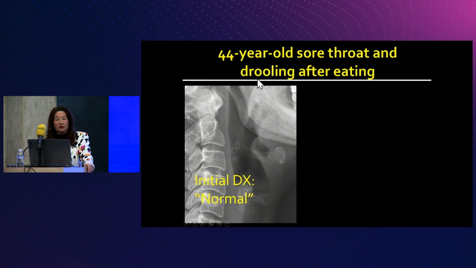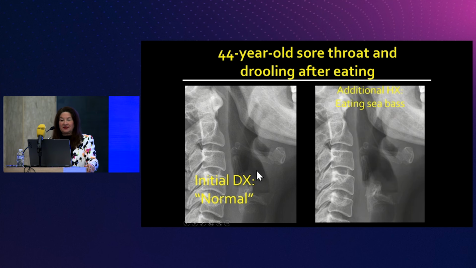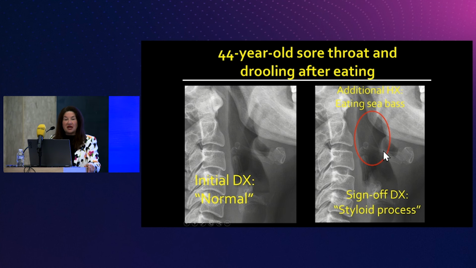Here's a 44-year-old with a sore throat who was drooling after eating. This is how it happened. They got a plain film and this was read as normal. Then the attending came in the next morning and got the additional history of eating sea bass. And you'll see here that there's a lesion sitting here coming down. Well, this was read as the ossified stylohyoid ligament, the styloid process, just telling you how it rolls.